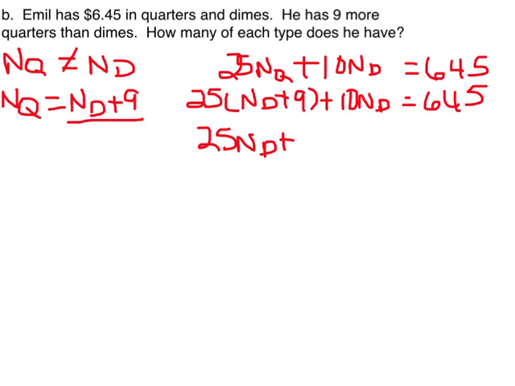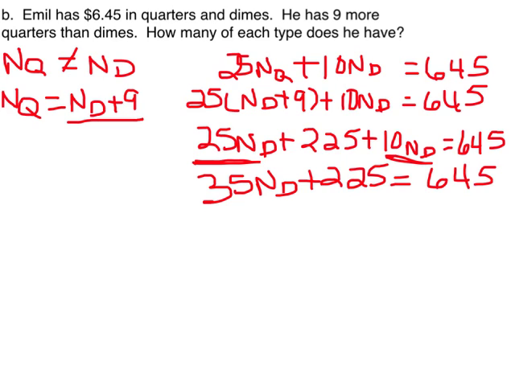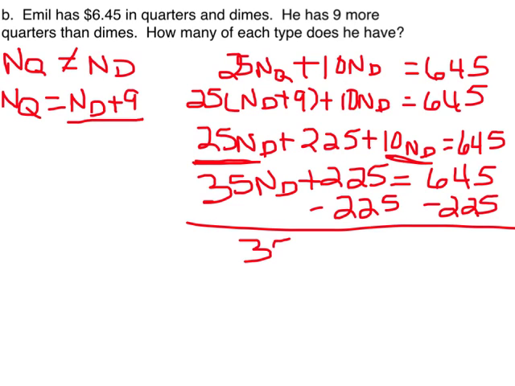Do my distributive property, 25 ND plus 225 plus 10 ND equals 645. Combine my like terms and I get 35 ND plus 225 is 645. Now I'm going to subtract 225 from both sides. And I'm going to find out that 35 ND is equal to 420.